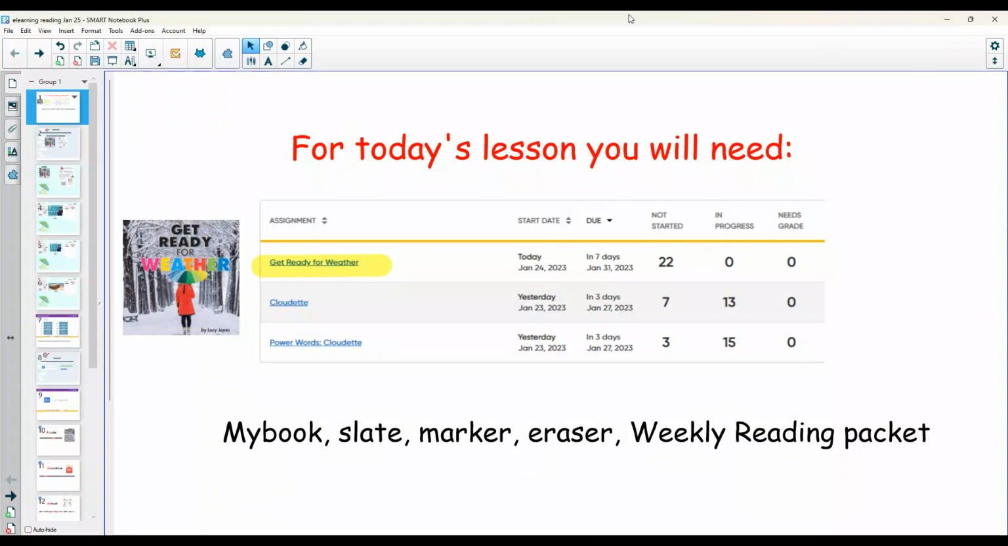For today's lesson, you're going to need your My Book, slate, marker, eraser, and your weekly reading packet. Before you even get started with this lesson, you're going to need to log on to HMH and listen to the story Get Ready for Weather. If you prefer, you can read it in your My Book. So please pause and listen or read Get Ready for Weather before we start.